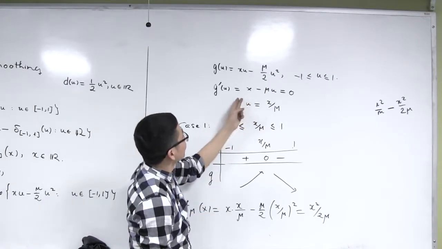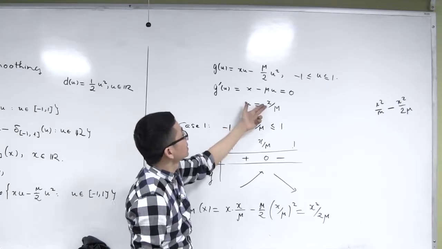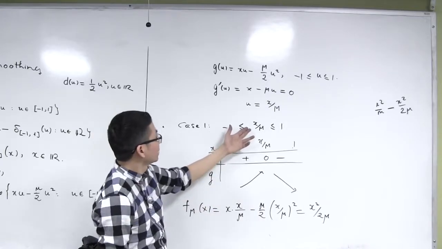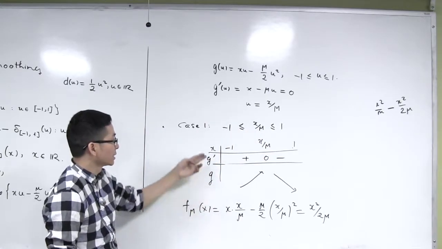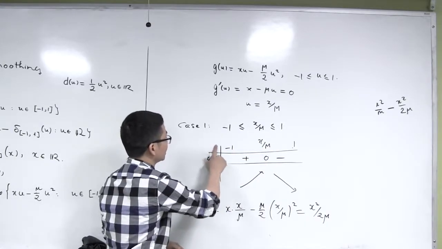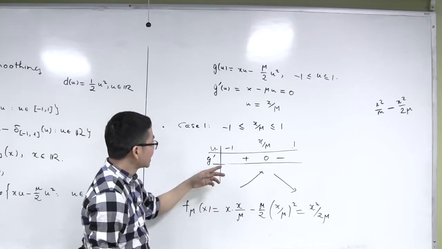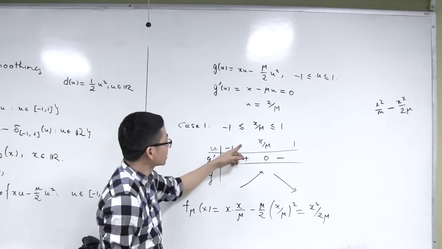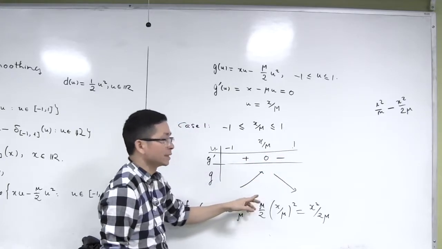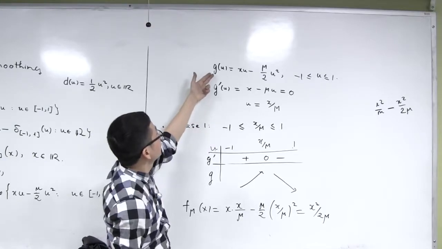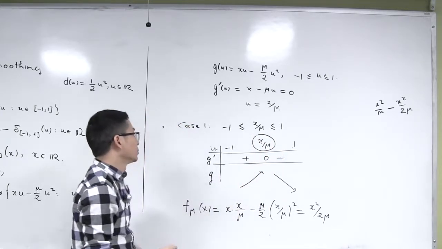So when we apply the Fermat rule to this function, the critical number is x over mu. In the first case, where x over mu is between minus 1 and 1, we see the following situation. So this is u that runs from minus 1 to 1, and this is x over mu. As you can see, if u runs from minus 1 to x over mu, the derivative of the function is positive. And from here to here, the derivative of the function is negative. Okay, so the function g has an absolute maximizer, which is x over mu.